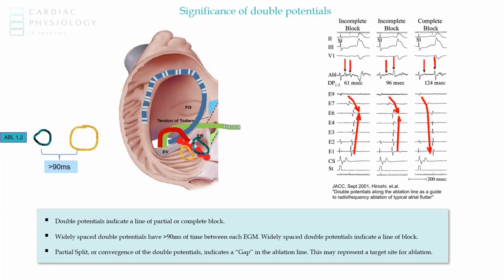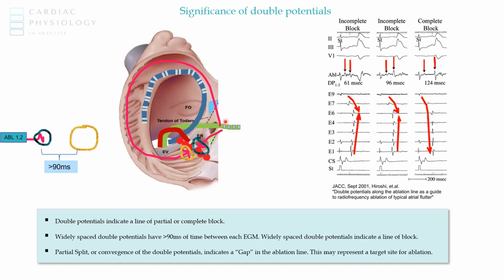Another indicator that the CTI might be blocked would be the presence of double potentials. So let's say we've burnt the CTI and we've got our ablation catheter sitting right on where we've burnt. So the ablation catheter is sitting on the CTI and the CTI is blocked, and the ablation catheter is sitting on that line of scar that we've created. And we're pacing the proximal coronary sinus.